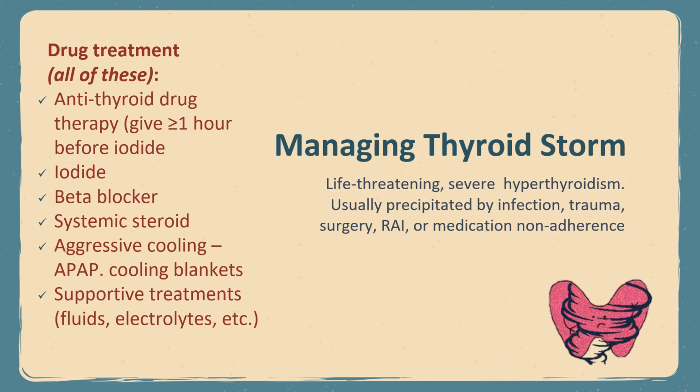So you have a patient with thyroid storm. They come in and they have exaggerated symptoms of hyperthyroidism. You want to treat them with an anti-thyroid drug like PTU, and you want to give that at least 1 hour before the iodide therapy. Then you'll give them an iodide, beta blocker, systemic steroid, and then you'll start your aggressive cooling protocol with Tylenol and cooling blankets. You'll also give your patients fluids and electrolytes.